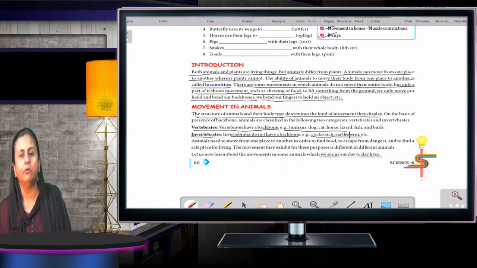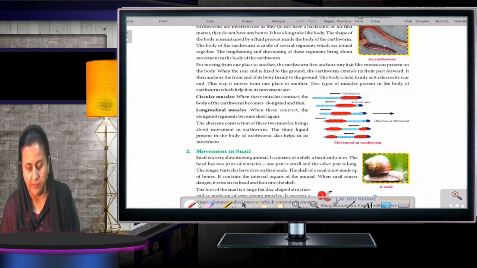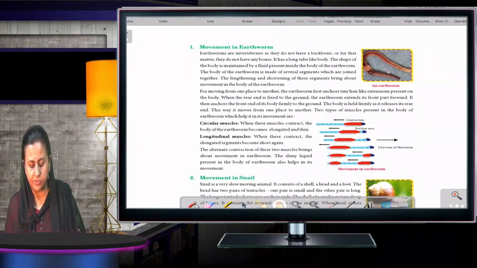Okay, now I am going to tell you about different movements in different animals. How do they move? The first one we will start with is movement in earthworms. Children, what is an earthworm? Earthworm is an animal which does not have a backbone. Then how does it move?